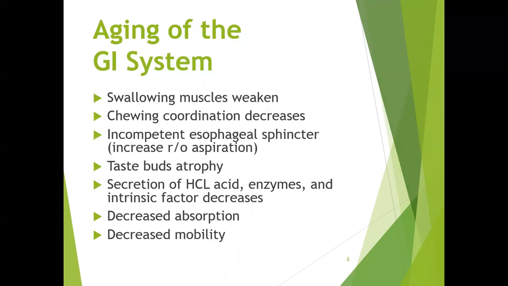Aging of the GI system. As the human ages, the swallowing muscles begin to weaken. We have something called dysphagia. Chewing coordination decreases, and sometimes we have to change the diets of people with dysphagia and poor chewing coordination. The esophageal sphincter becomes incompetent, which increases the risk of aspiration as the reflux is able to come up into the esophagus and mouth, and potentially be breathed into the lungs.